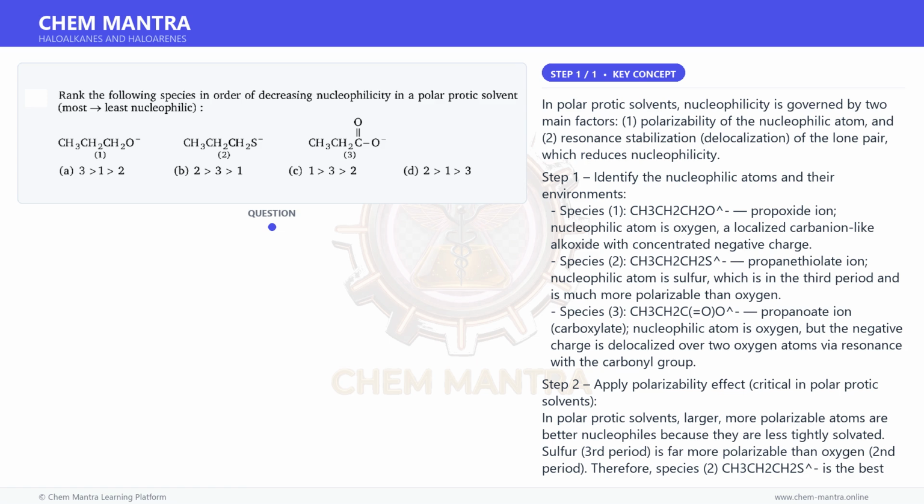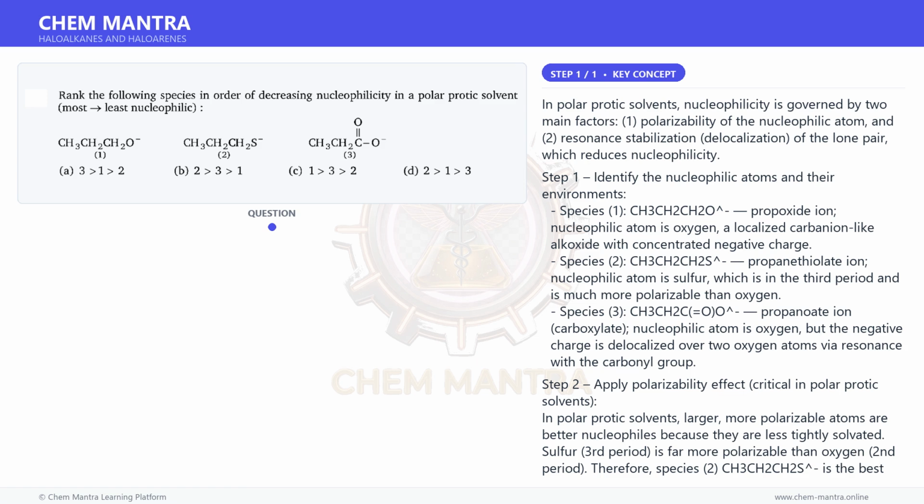Step 2. Apply the polarizability effect, critical in polar protic solvents. In polar protic solvents, larger, more polarizable atoms are better nucleophiles because they are less tightly solvated. Sulfur, third period, is far more polarizable than oxygen, second period. Therefore, species 2, CH3CH2CH2S-, is the best nucleophile.